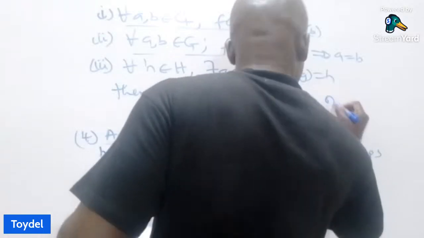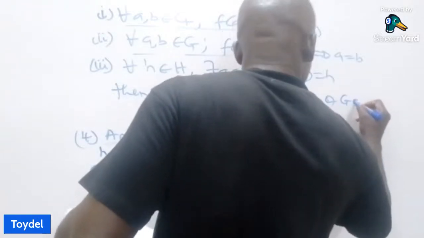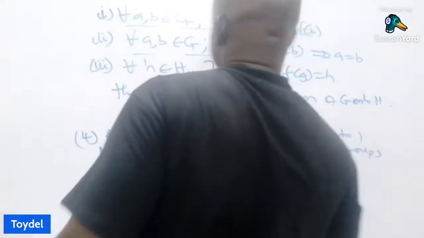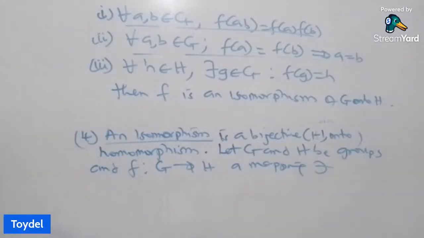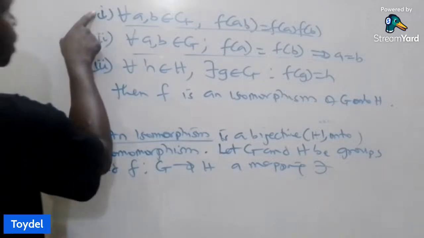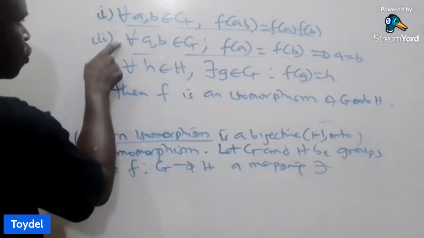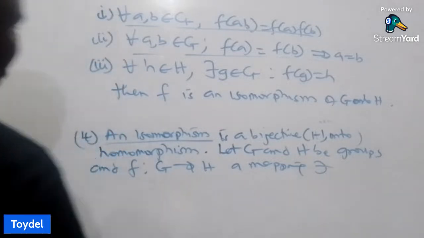It's an isomorphism of G onto H. That is the condition. So under an isomorphism, we test for three things. The first condition is for homomorphism, then one-to-one and onto, because an isomorphism is a bijective homomorphism.